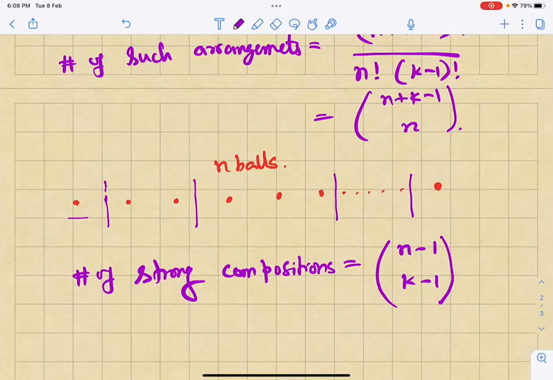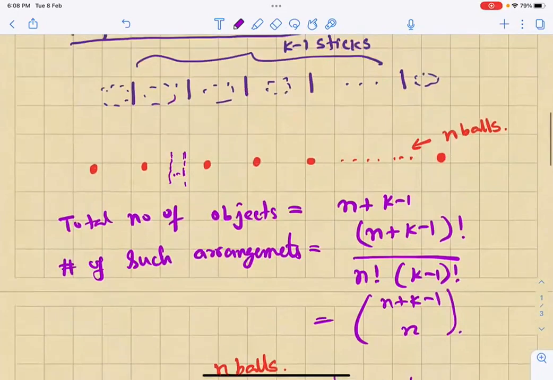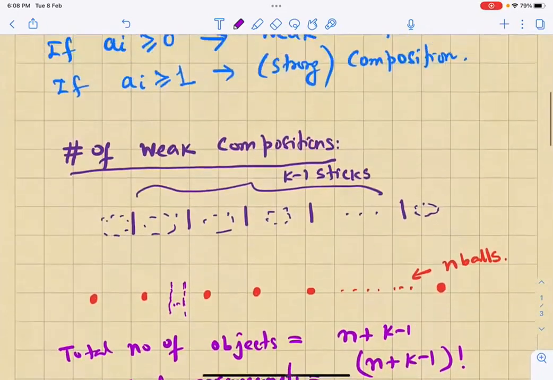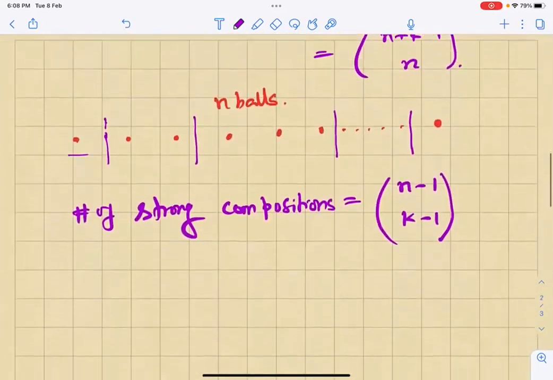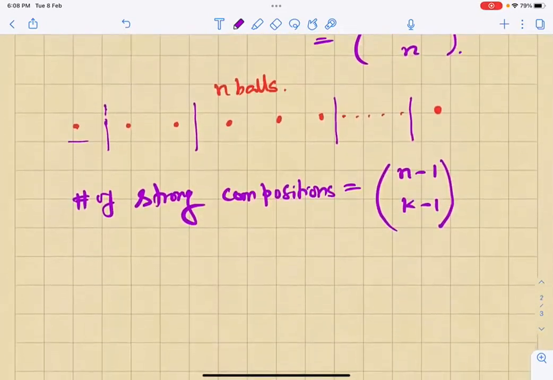Can't we do this by starting with, since there are k boxes, putting k balls, one in each box, and then doing the same? So we can start off by putting one ball in each box, and then doing the same thing as the weak composition.